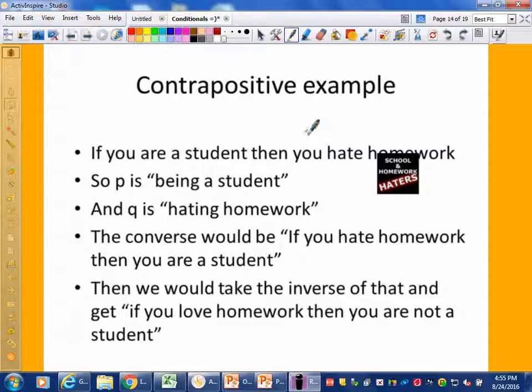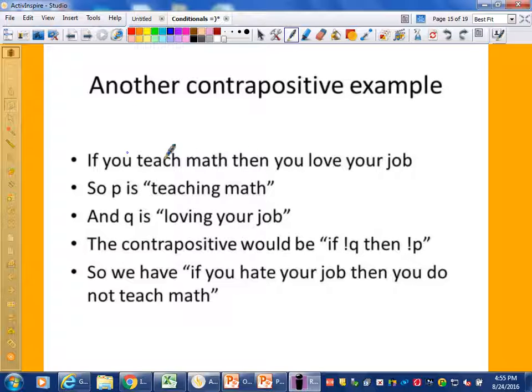So if I started with the statement, if you're a student, then you hate homework. If I switch it and not it, it would come out to, if you love homework, then you are not a student. Make sense? I hope so. Let's do another one. If you teach math, then you love your job. Well, if I do the contrapositive, I switch them first, then I not them. So it would be, if you hate your job, then you do not teach math.